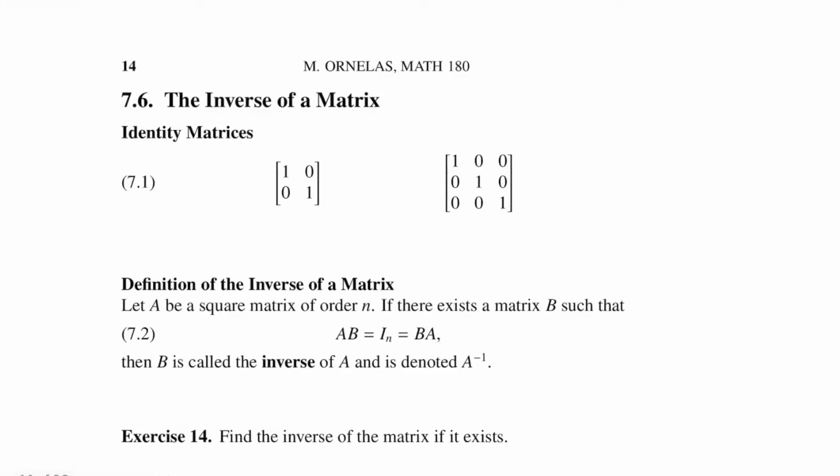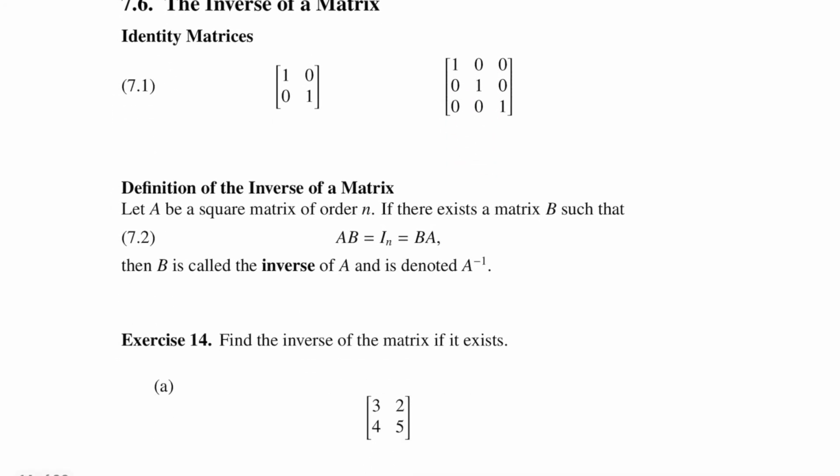Hi, this is section 7.6, the inverse of a matrix. So the identity matrix is this matrix. For a 2 by 2 and for a 3 by 3 it would look like that. So the ones are diagonals, zeros everywhere else. So the definition of the inverse of a matrix is as such.